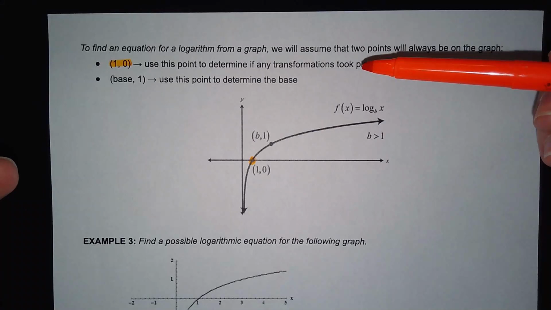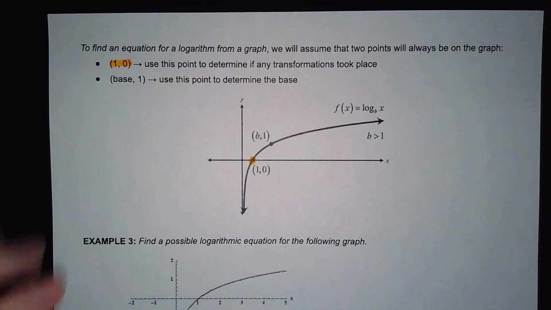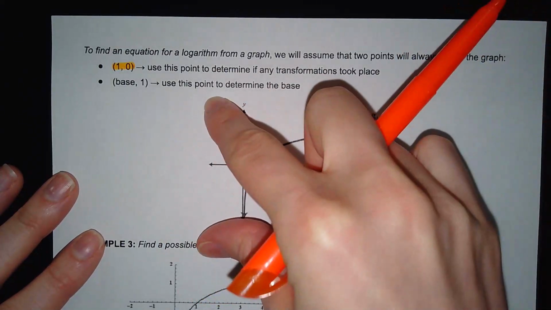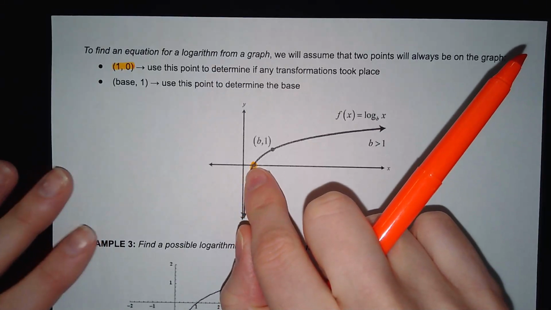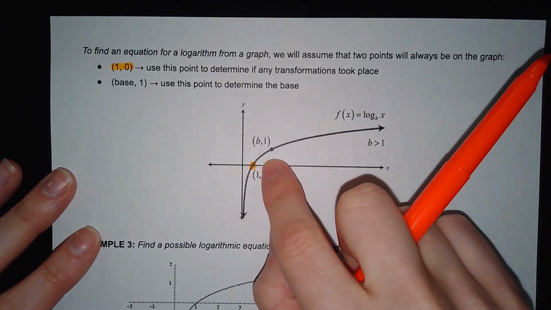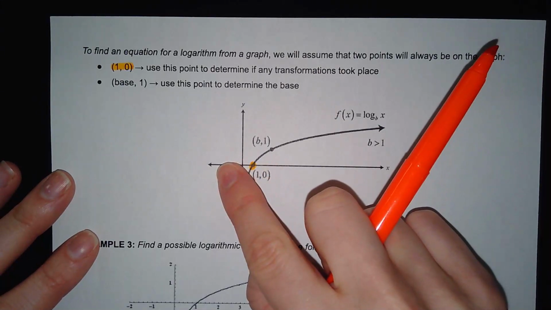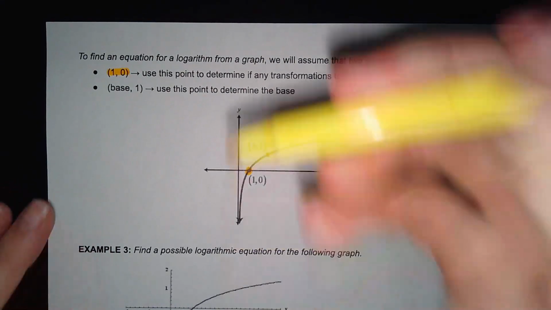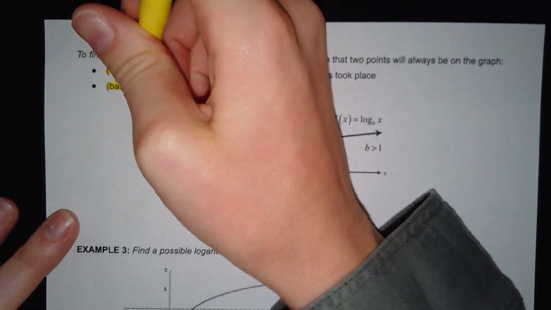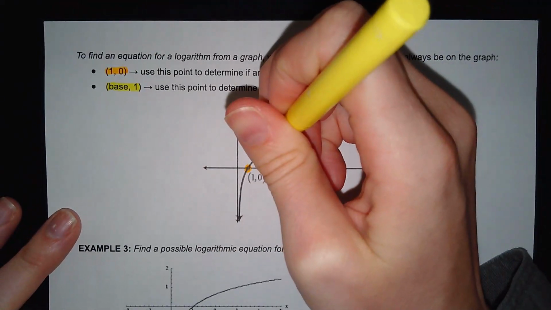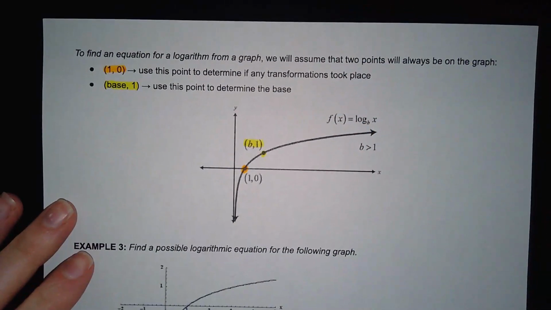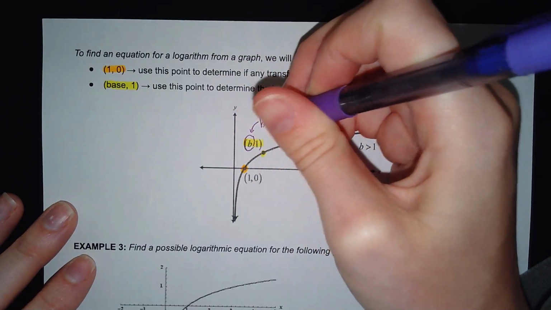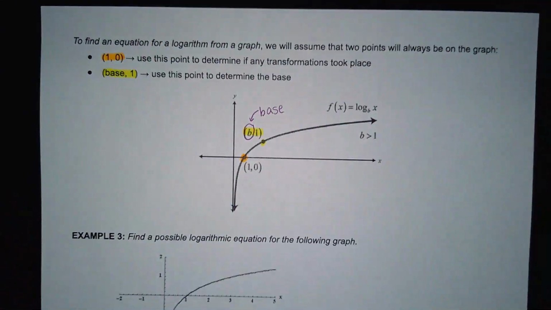And this just helps us decide if any transformation took place, as in, did we slide this graph to the right or to the left at all? If we see 1, 0, then there won't be any transformation. But if it's 2, 0, we know it moved over. Or if it's -1, 0, we know it moved. The other point is going to be a number with 1, whatever the y value of 1 is. That's going to help us determine our base. So whatever this number is next to 1, that's going to give us the base for our logarithmic equation.